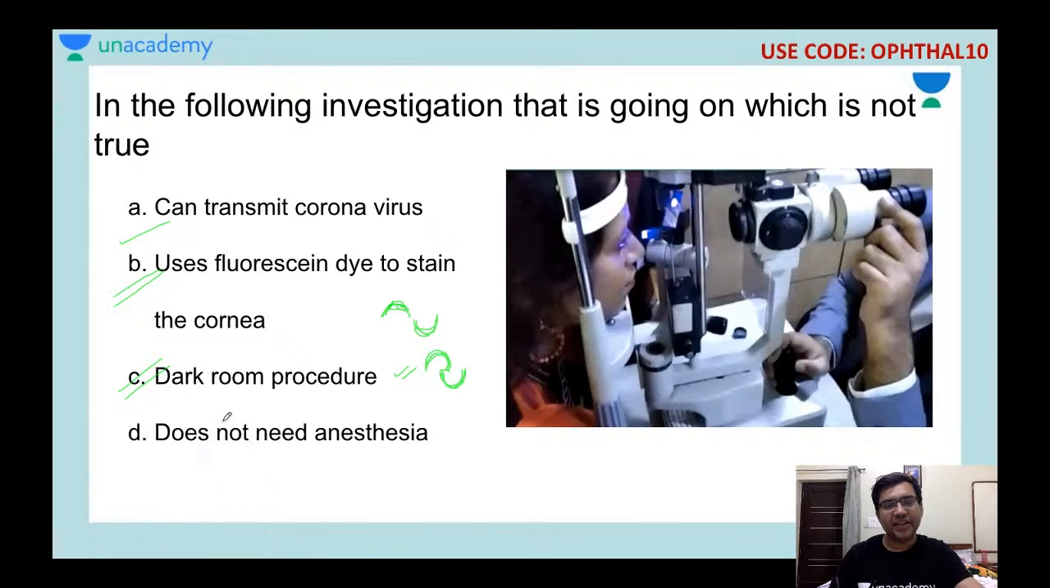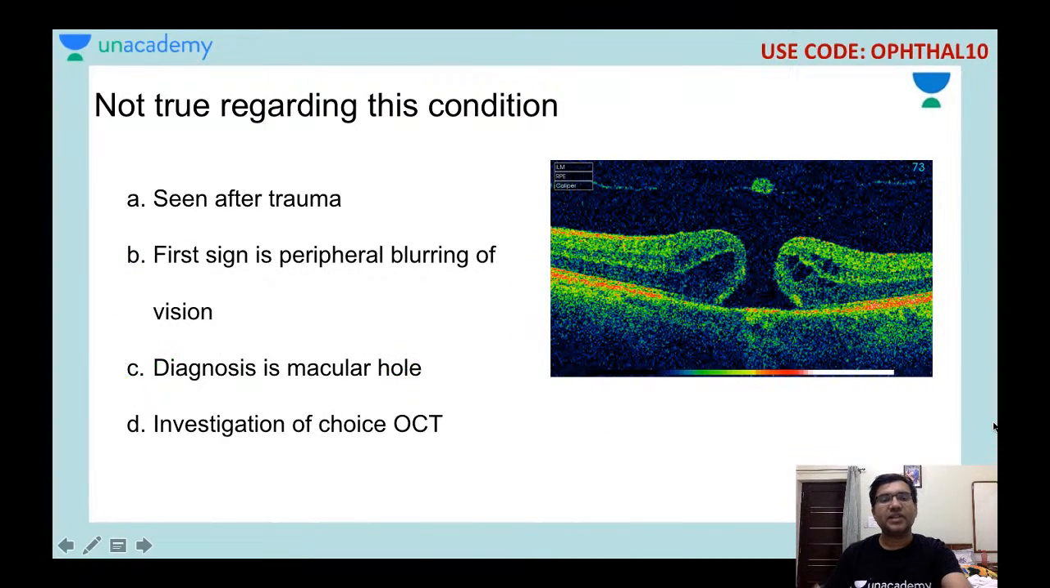So it needs anesthesia. The anesthesia which I put over the cornea is the paracaine, or proparacaine, which we put topically to block the sensations and the reflex that comes after touching the cornea. Okay, chalo. The next question is this OCT picture.